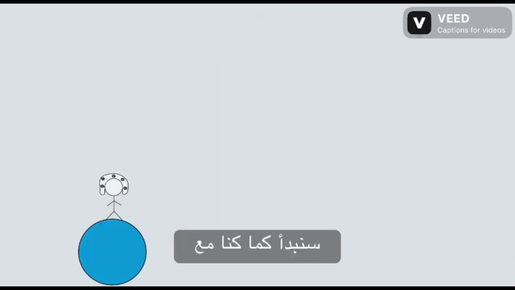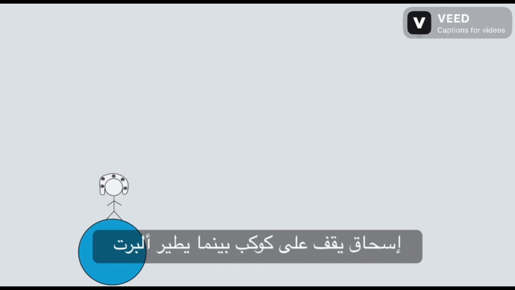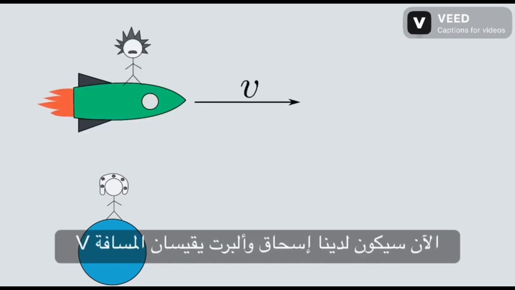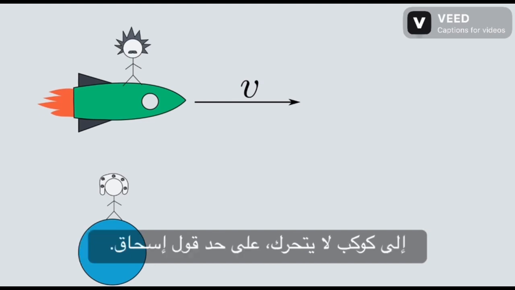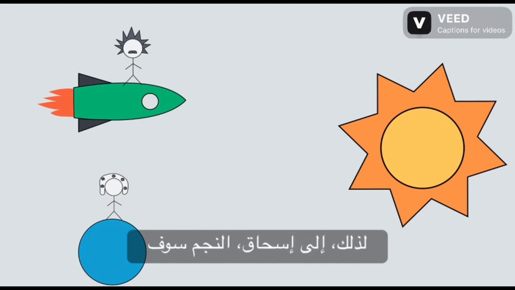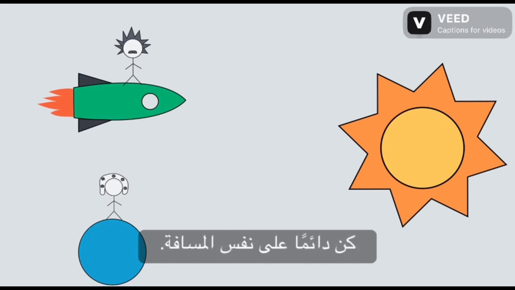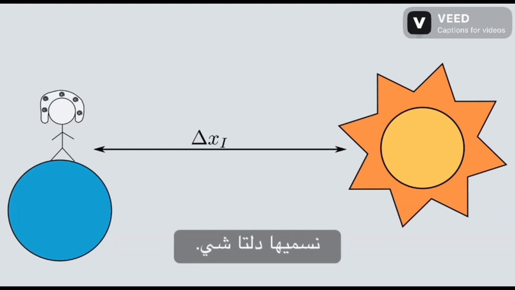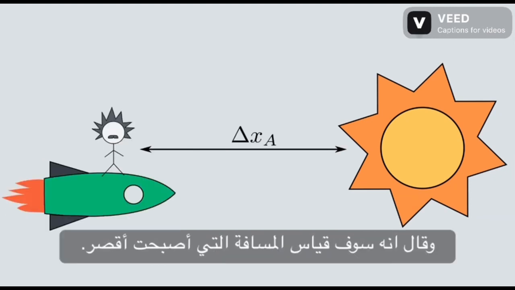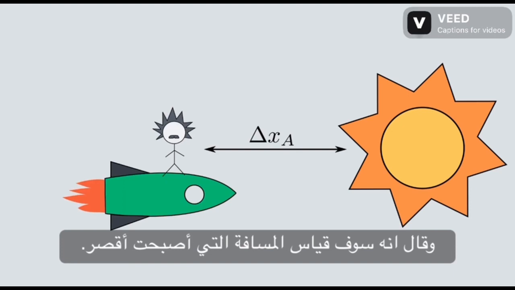We will begin as we have been, with Isaac standing on a planet as Albert flies by in a rocket ship at some velocity v. Now, we'll have Isaac and Albert measure the distance to a star which is not moving according to Isaac. Therefore, to Isaac, the star will always be the same distance away, call it delta xi.